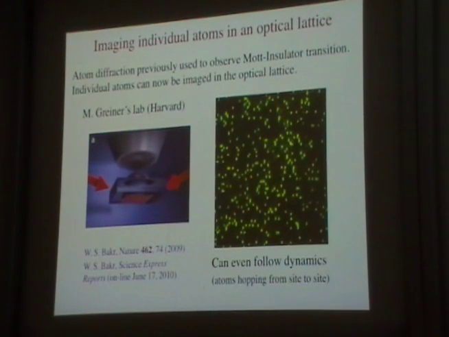Because the trap has some shape to it, it's parabolic, what you find is that as you cool down and cross over this Mott insulator transition, you start seeing rings. Initially, you get the atoms undergoing the Mott insulator phase on the edges, with one per site. Then as you get in where the density is higher, you see two per site and three per site. You can see that directly, as opposed to inferring it from diffraction.